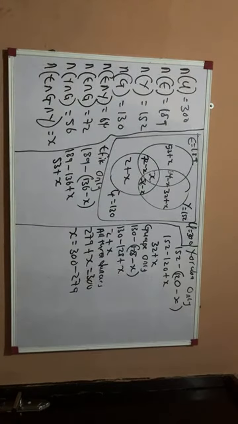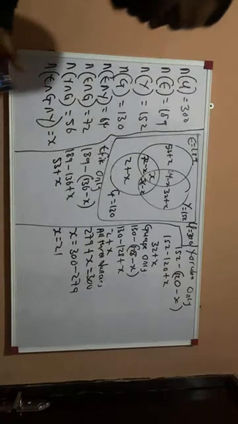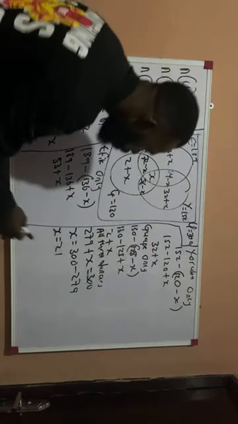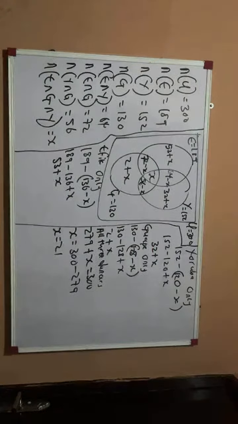$300 minus 279 will give us 21. x is 21. So what does that mean? It means that the total number of viewers that love three dancers are 21 of them.